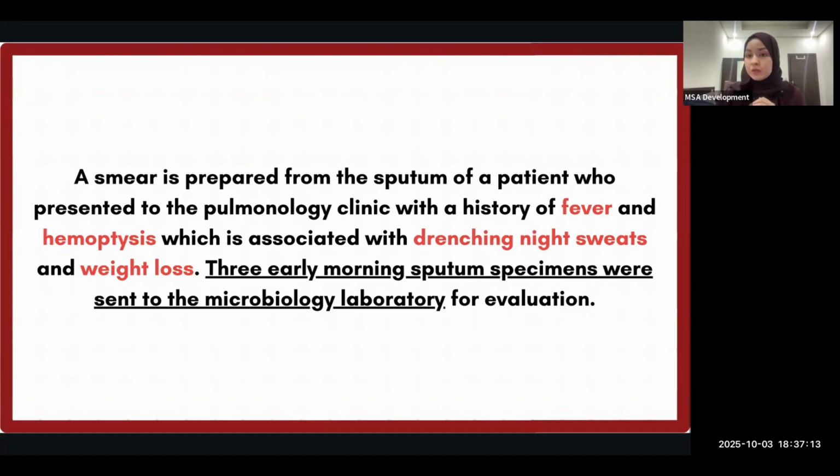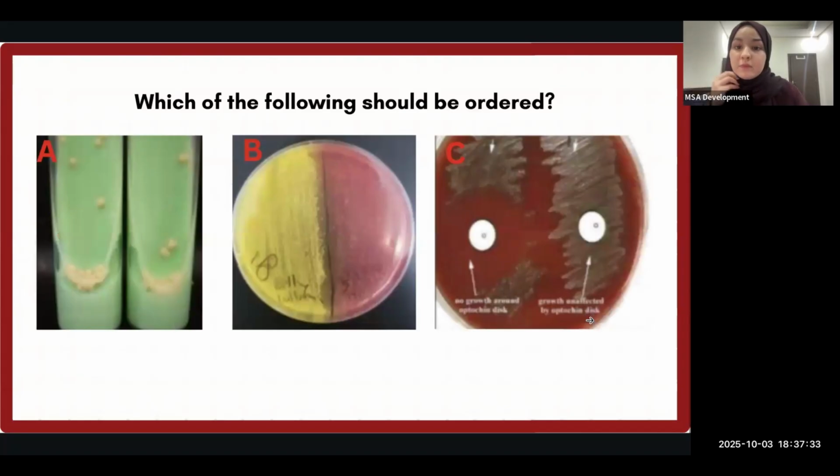So the symptoms that I have in red are the alarming symptoms that you see, and these initially make you think of something like malignancy. They also make you think of something else, but we're going to get into that and see what it is. So in order to properly diagnose it, you sent sputum specimens. And for this, the same patient, which of the following should be ordered?